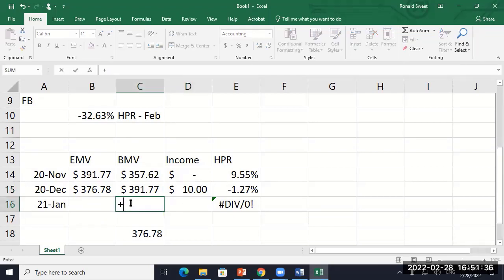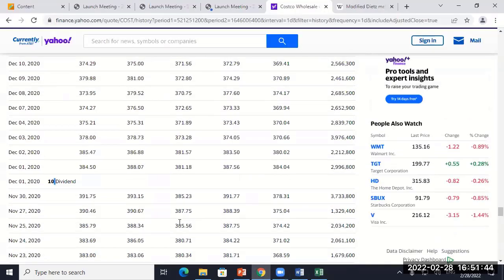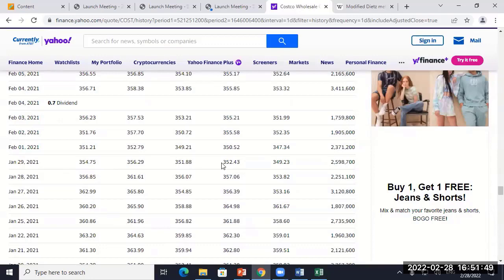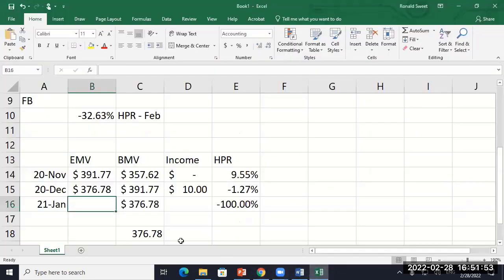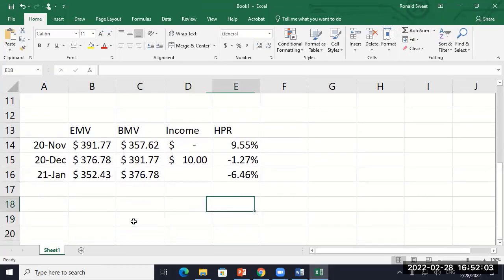All right, and then our beginning market value can be December's ending market value, and then we just got to get January's. See if you see any dividends. Doesn't look like it. So we had a horrible January. 352.43. All right, so there we've got the holding period returns.